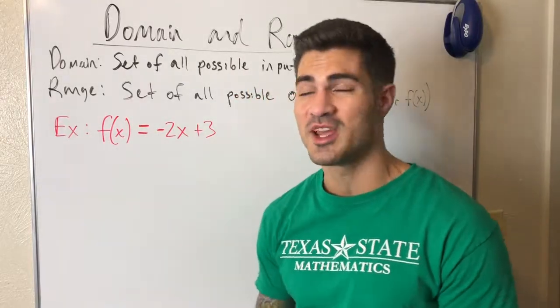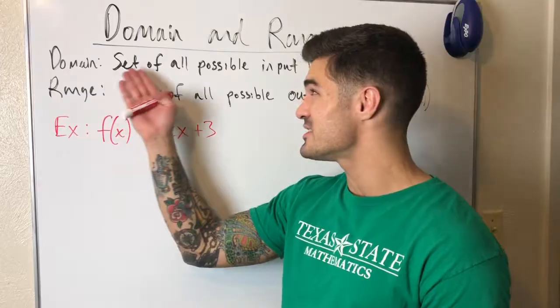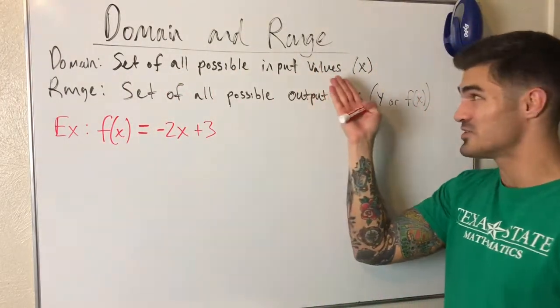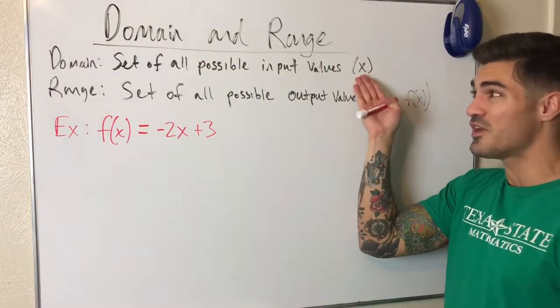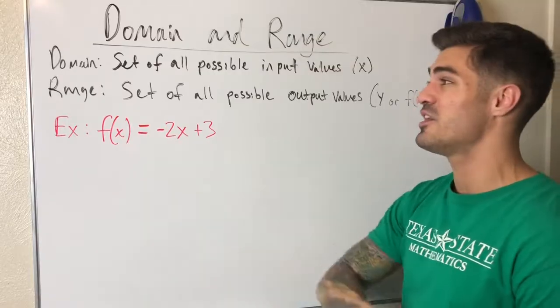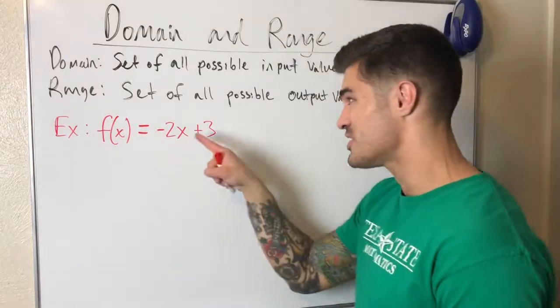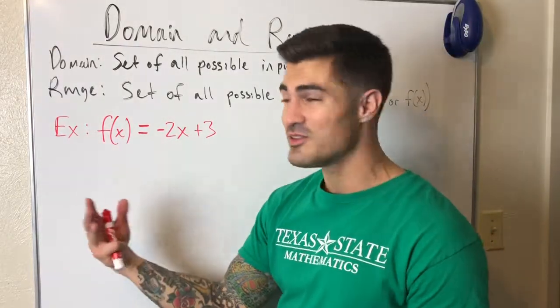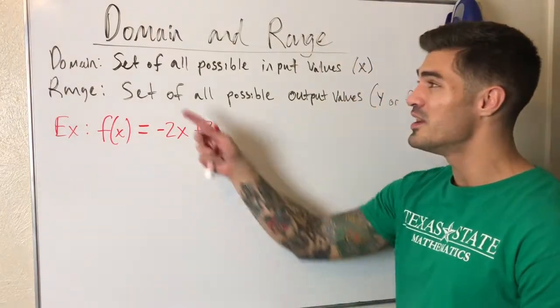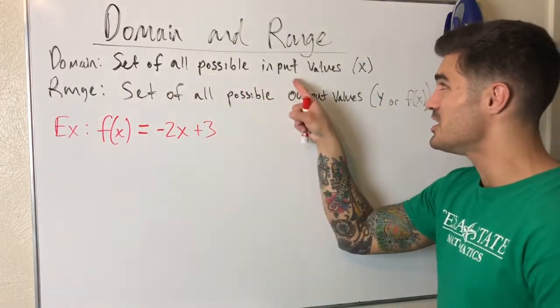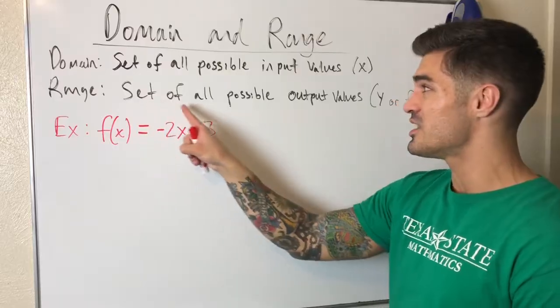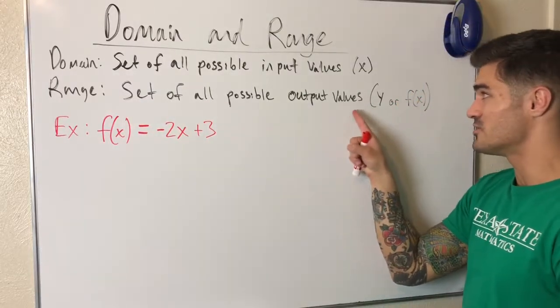Let's define domain and range first of all. Domain is the set of all possible input values. So these are values we're plugging in for x, which is our independent variable. Remember how a function works? We plug something in, we get out something, right? That's how it works, input and output. So domain is the set of all possible input values. Range is the set of all possible output values.